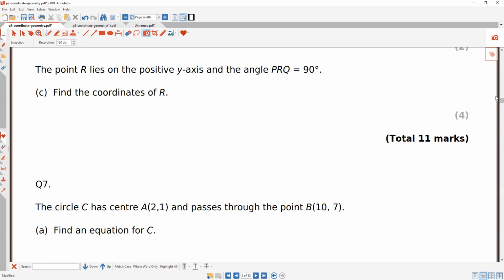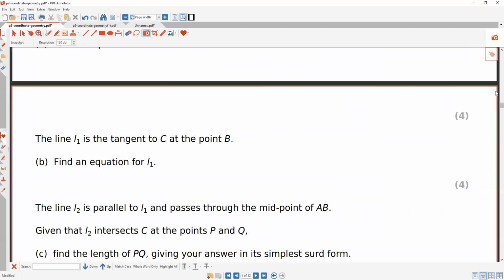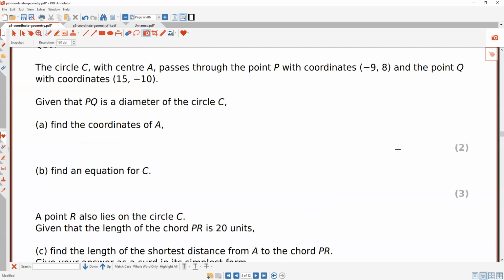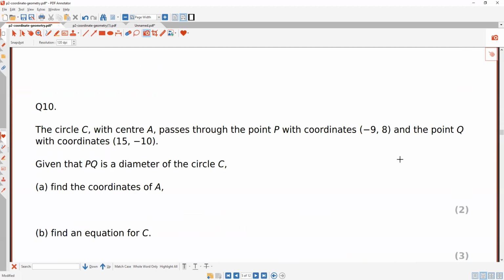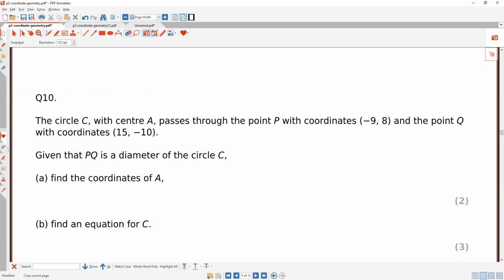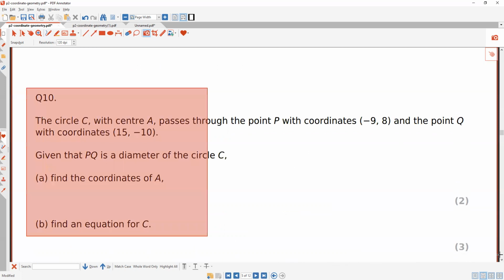Question number 10, C and D. This is the 10. C and D. Now, for that, you guys have to again help me with A and B. Let me see whether you guys can do A, B.